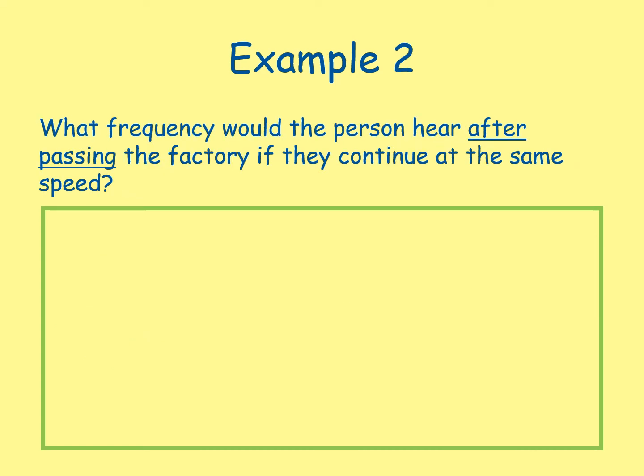What frequency would the person hear after passing the factory if they continue at the same speed? Again, let's write down what we know and what we don't know. Again, it's our observed frequency we don't know. The frequency of the source is 800 Hz. Our speed of sound is 340 meters per second. And our speed of the source is 15 meters per second.